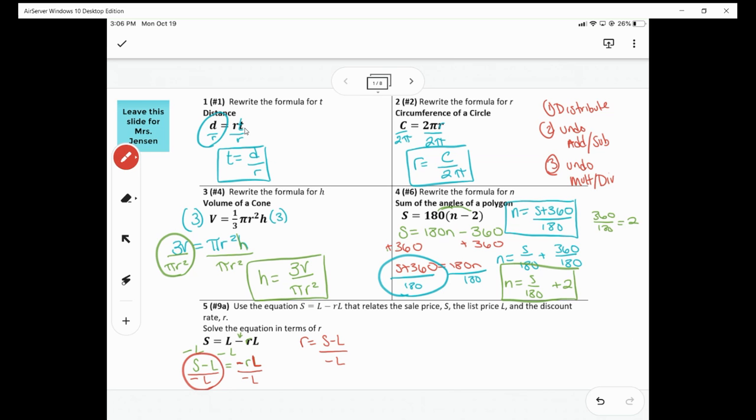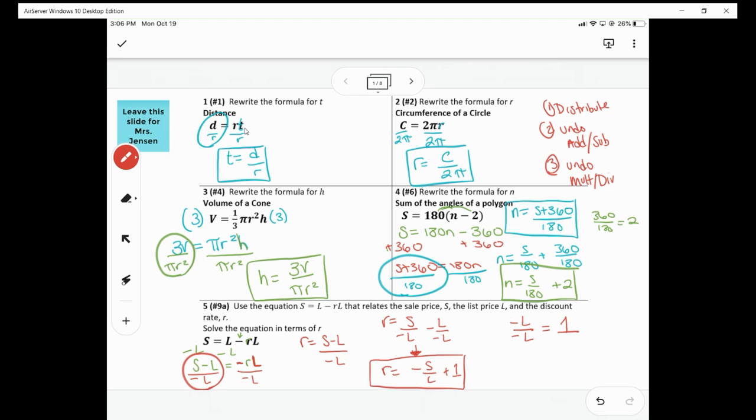Now again, you can split this up into two terms. S over negative L minus L over negative L. And anything divided by itself is always 1. So this can get simplified to be R equals negative S over L plus 1.